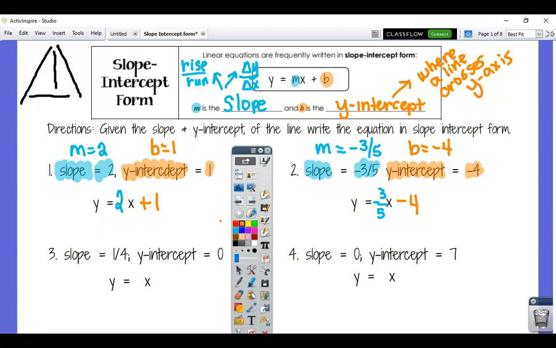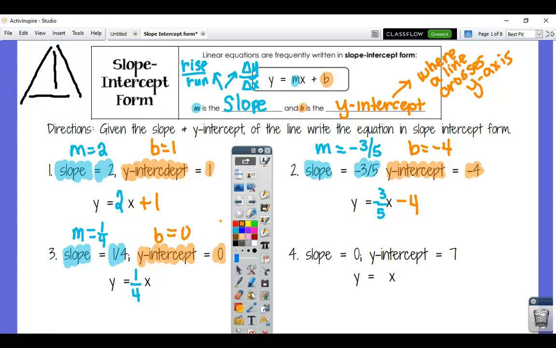All right. What if my slope is positive 1/4, and my y-intercept is 0? So if slope is 1/4, that means my m is 1/4 because that's what slope stands for. And my y-intercept, aka b, is 0. So y is equal to mx plus b. m is 1/4. And my y-intercept is 0. So I don't have to put anything because I don't have one.